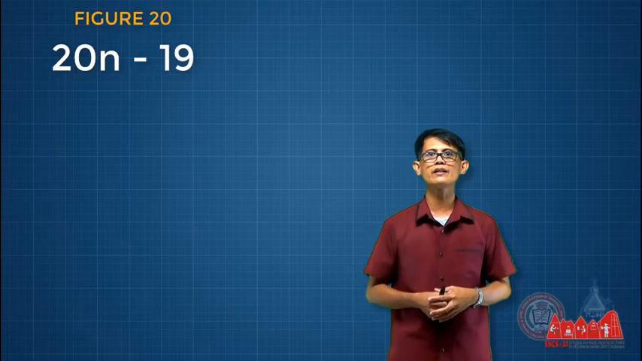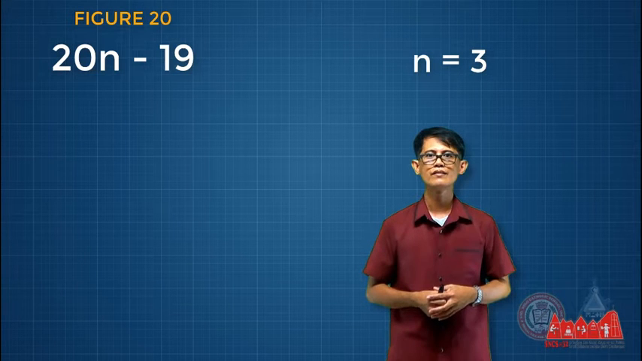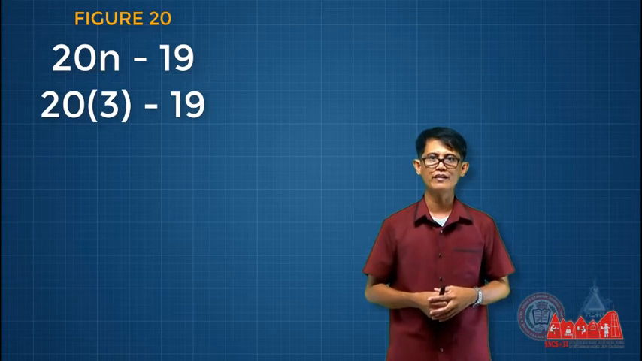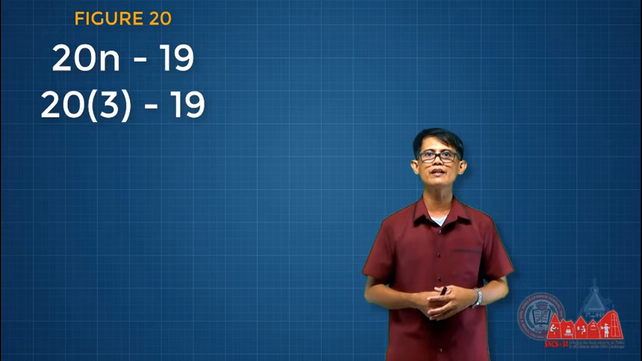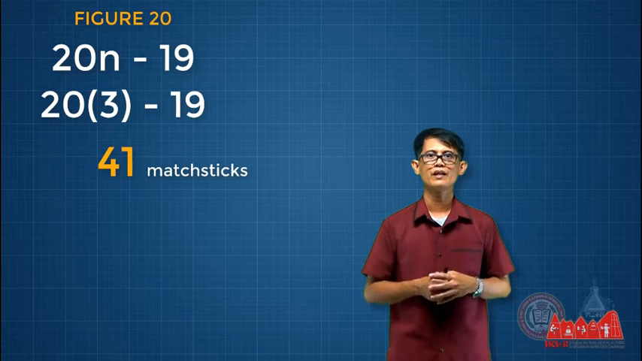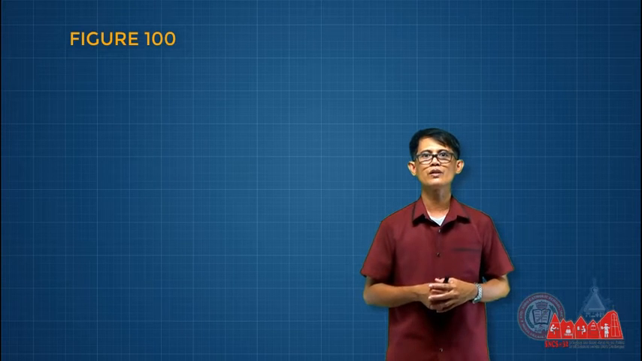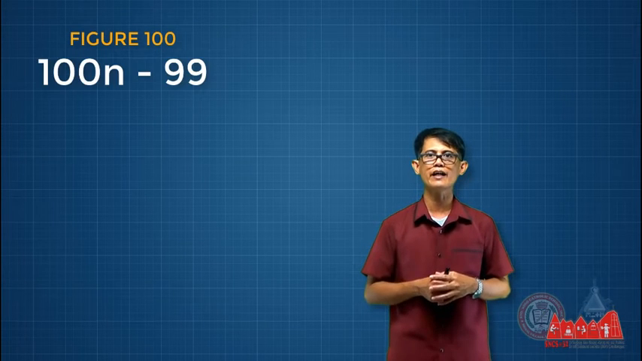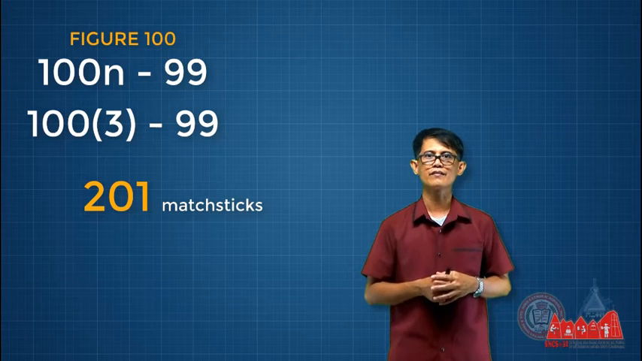Since in the beginning we know that n is a triangle having 3 matchsticks, what are we going to do with 3? We substitute it to n and perform the operations. We have 20 times 3 minus 19, so we have 41 matchsticks in the 20th figure. Now you can even teleport at figure 100 or any figures you want. So at figure 100, we use 100n minus 99. Substitute 3 to n, that becomes 3 times 100 minus 99. That is 201 matchsticks. That's it.